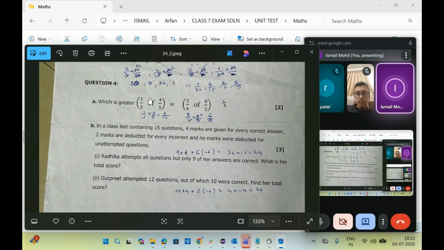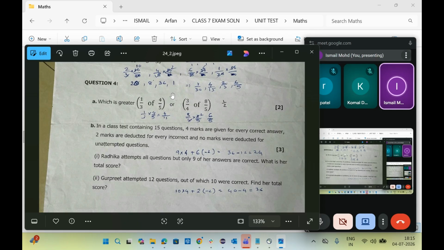Whenever "of" comes, you have to replace "of" with multiplication. So this is nothing but 1 by 3 into 4 by 5, which is nothing but 4 by 15. And this is nothing but 3 by 4 into 8 by 5. So here 4 goes 2 times. It is 6 by 5.